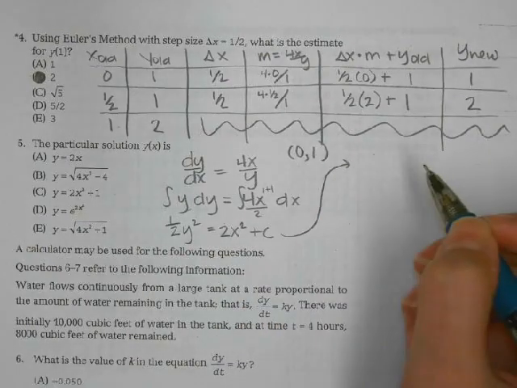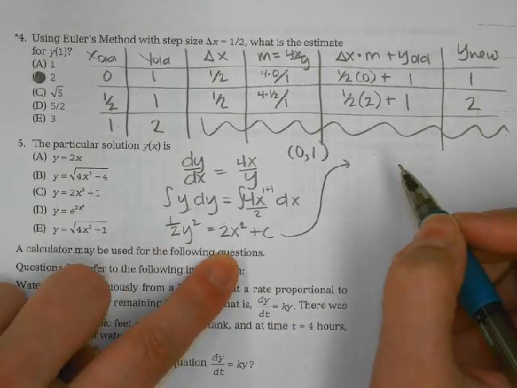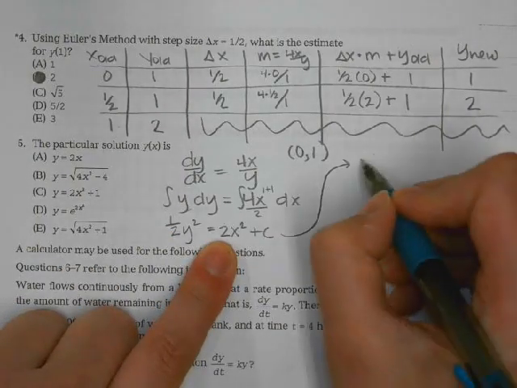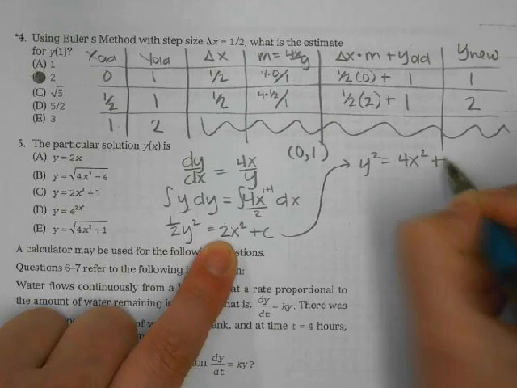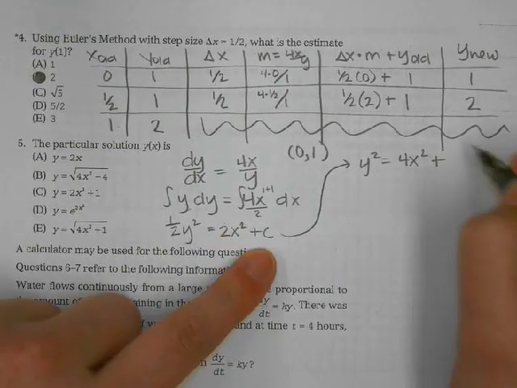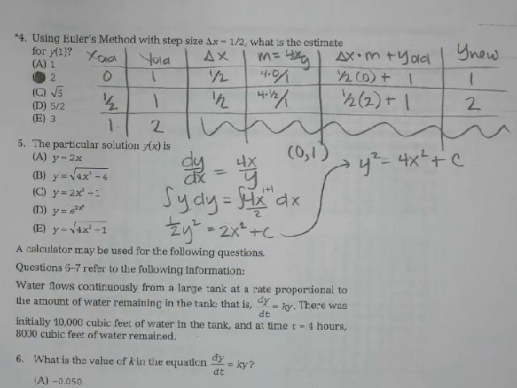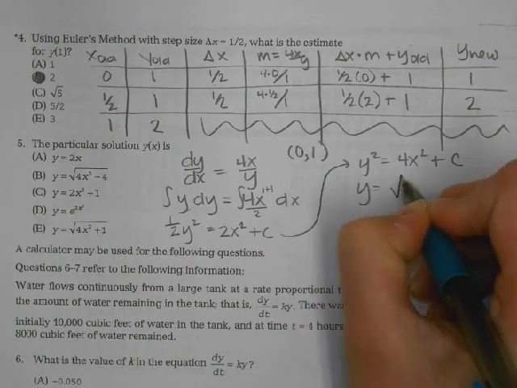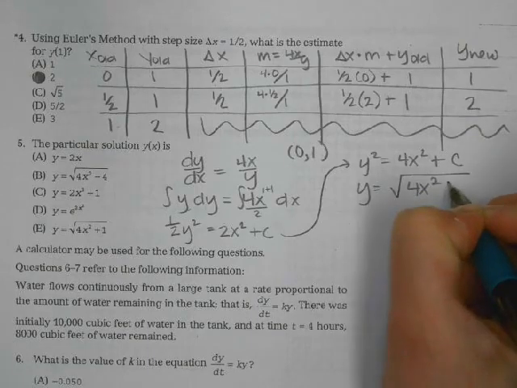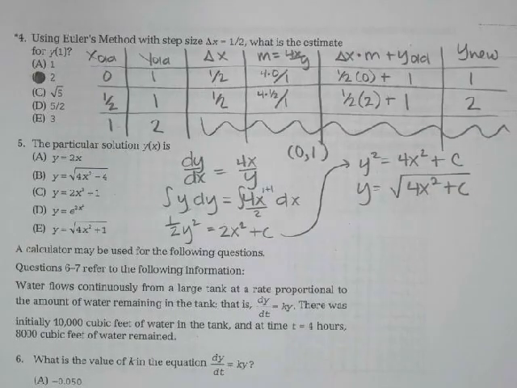And then I have to isolate my y. I'm going to multiply the other side by 2. So y squared equals 4x squared plus 2c, but 2 times a constant is still a constant. And then I'm going to go ahead and square root. Now, technically, we would always have plus minus in front of that square root, but I noticed that in the answer choices, they only use the positive version, so that's okay.